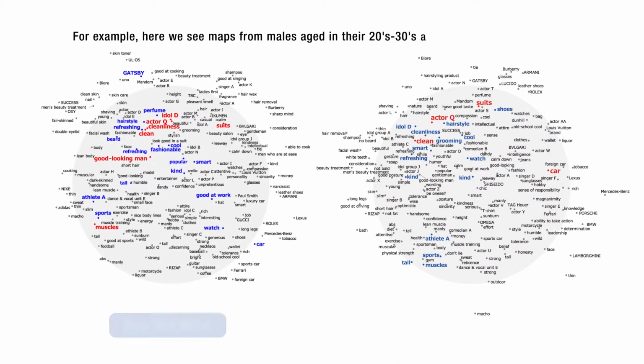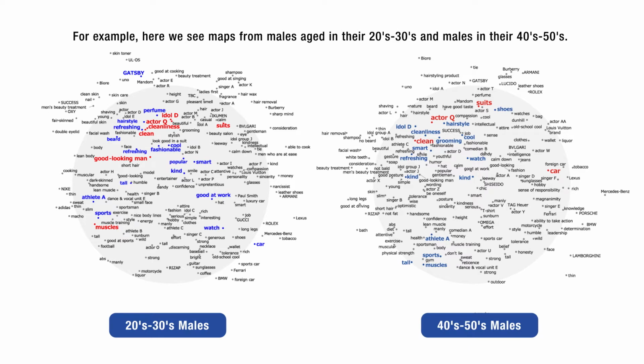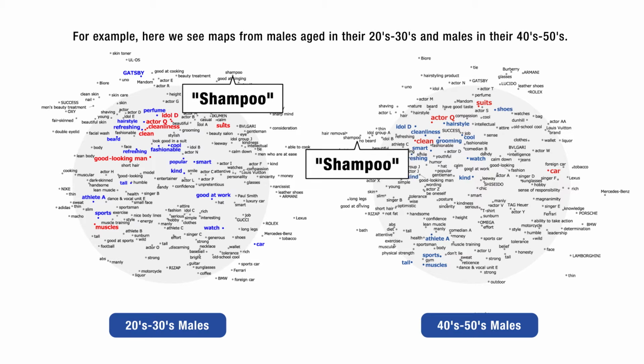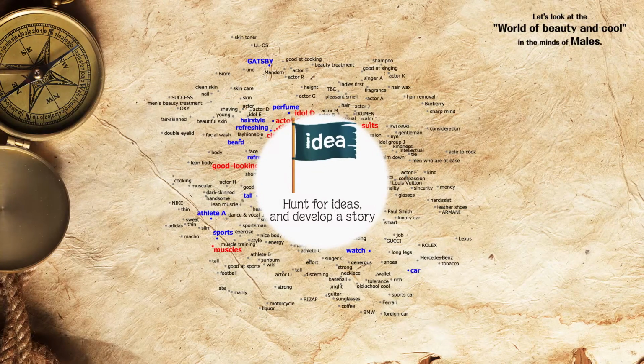For example, here we see the map generated based on responses from males aged in their 20s to 30s, juxtaposed against the map for males in their 40s and 50s. Even though the same words appear, their positioning and the constellations of words surrounding them differ depending on the target group. These differences can also lead to flashes of insight. Here is another crucial why that we should think about. Now, using the many whys we have discovered as starting points, we can start capturing ideas.